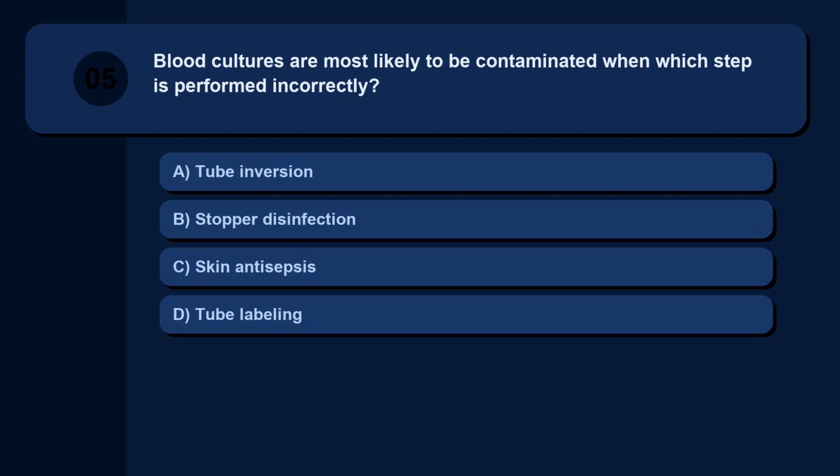Skin flora are the primary source of contamination. Improper skin antisepsis introduces microorganisms causing false positives, unnecessary antibiotics, and extended hospital stays.